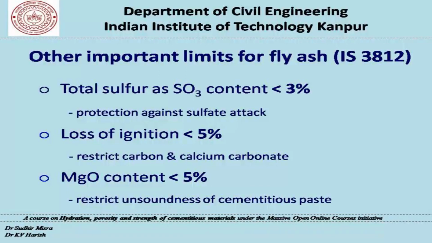Now, this loss of ignition is usually a function of the carbon present in it, or a function of calcium carbonate that is present in the fly ash. Now, the third one is magnesia content, and we have already seen in Portland cement also that excessive magnesia content is not preferred. So, this is usually restricted to 5%.